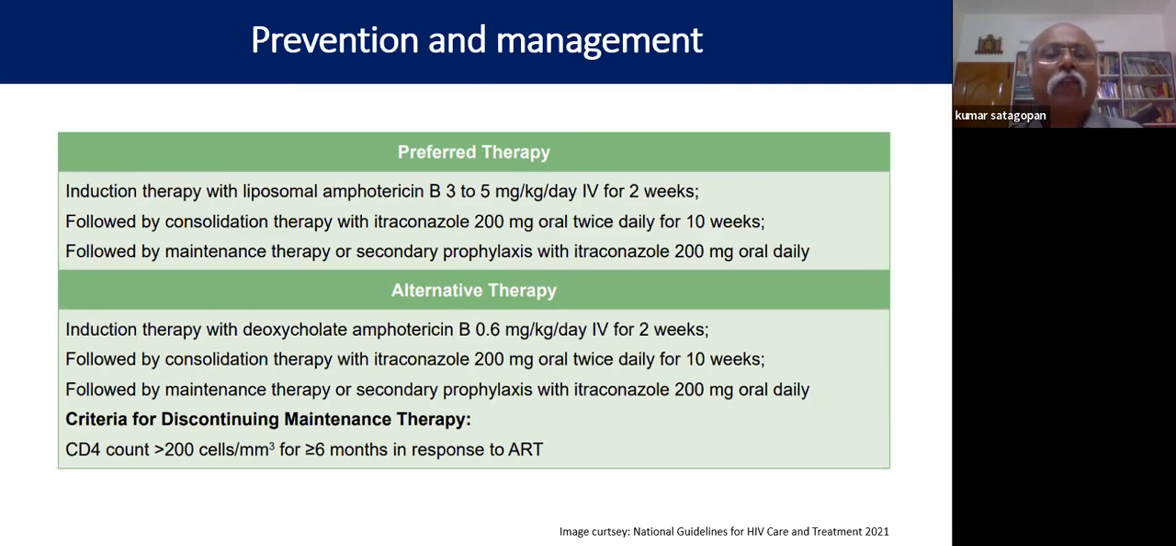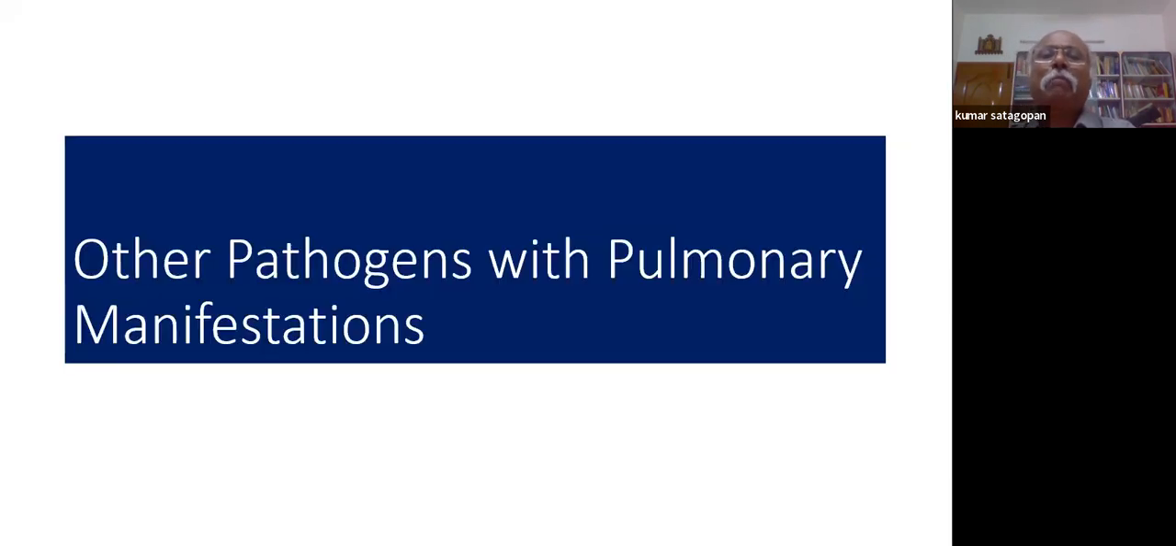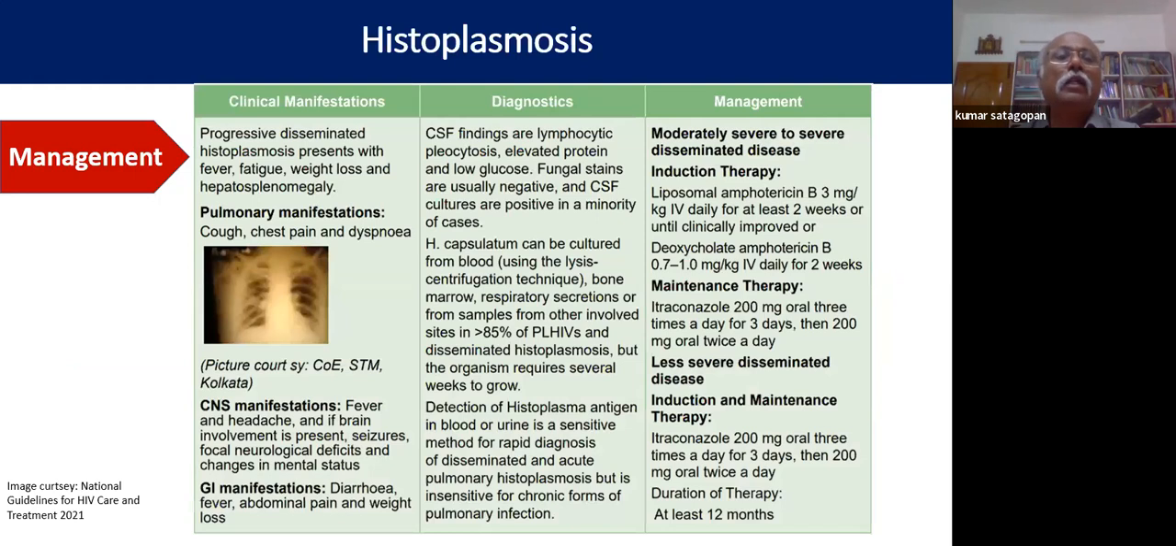So here amphotericin B you can give, either liposomal or deoxycholate amphotericin, for 2 weeks, followed by itraconazole. Criteria for discontinuing maintenance therapy: CD4 more than 200 or 6 months of good response to ART. Next slide. So this is the prevention and management. So what are the other pulmonary manifestations? In a broad setting, we are going to see the other things.